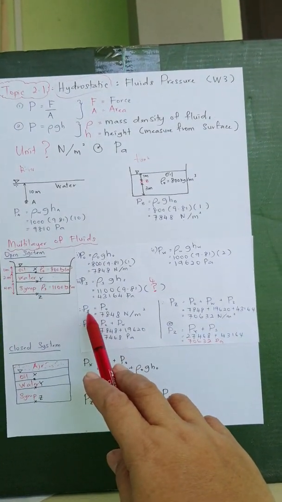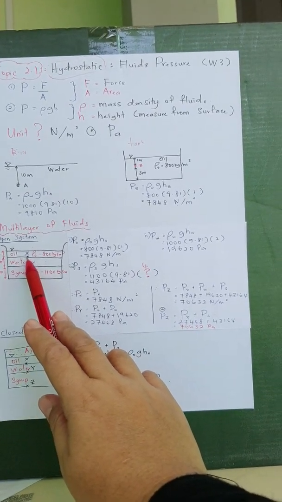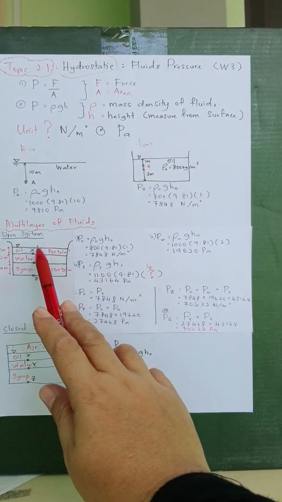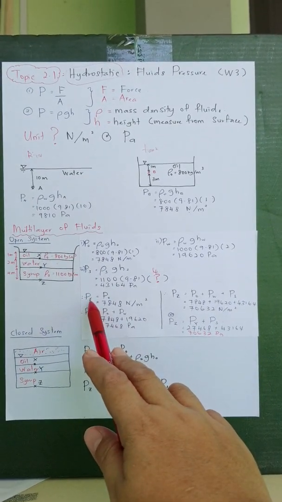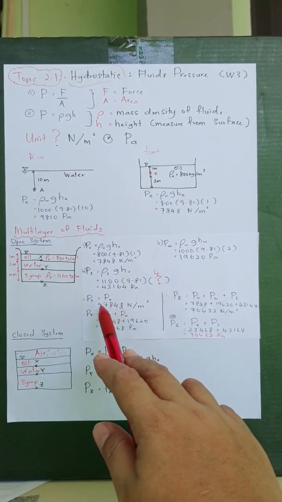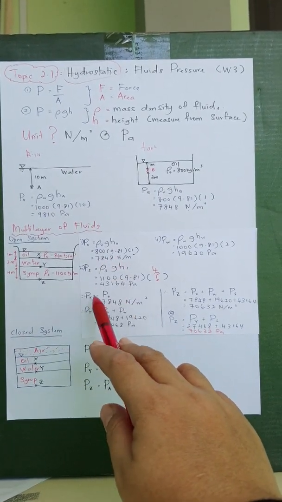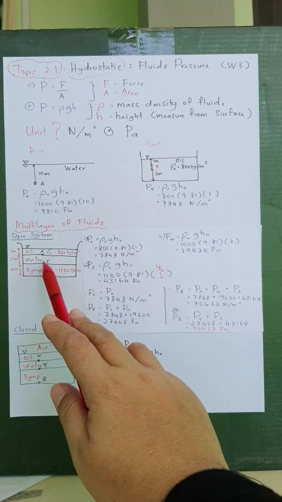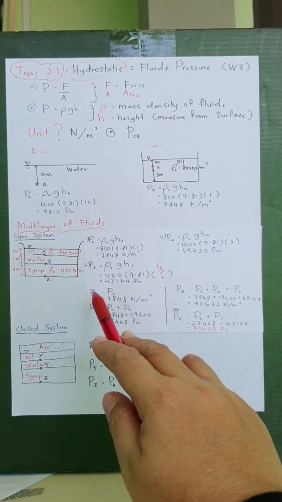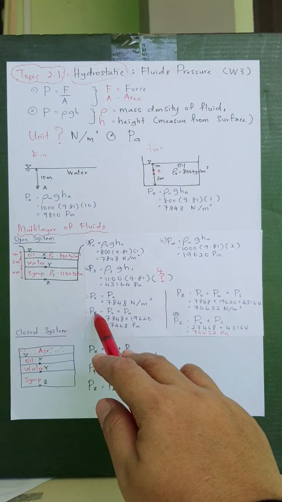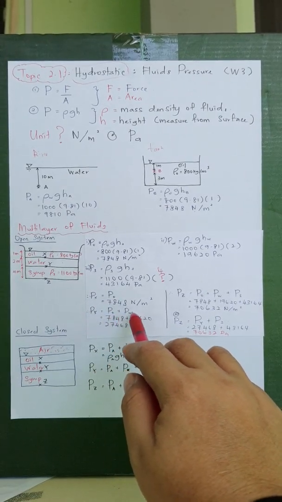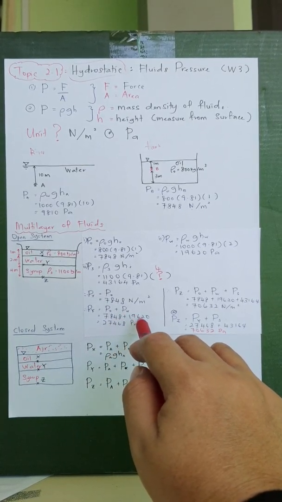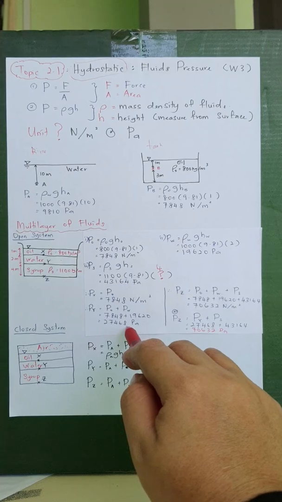So now, if you want to calculate the pressure at X, above X there is oil. So the pressure at X equals the pressure of oil, rho g h, which we have calculated. Now the pressure at Y, point 1: above point 1 we have oil and water. So the pressure at point 1 equals P oil plus P water, so 7848 plus 19620. Okay, this is the pressure at Y.